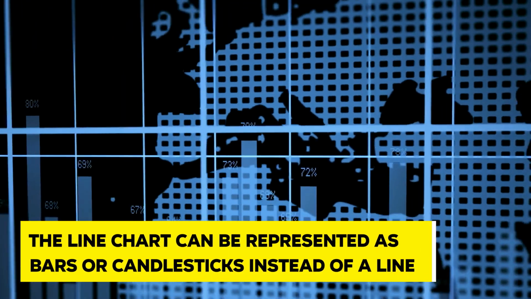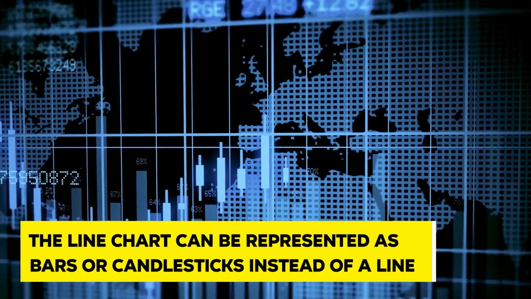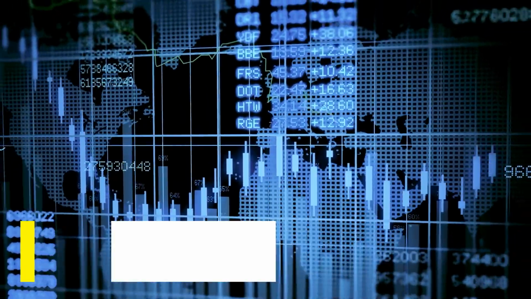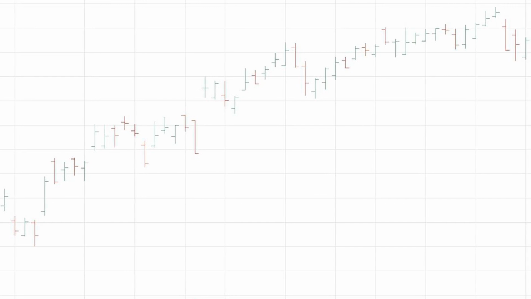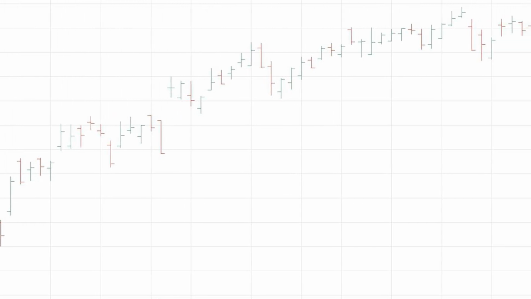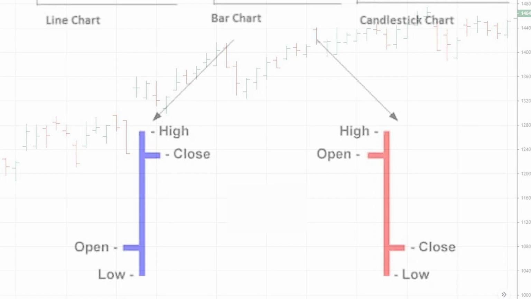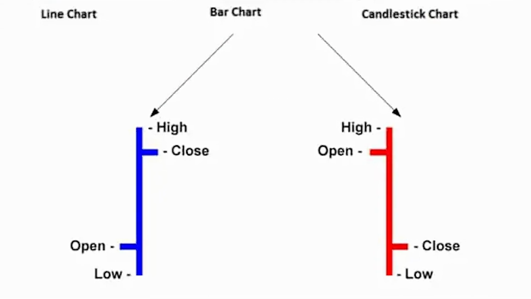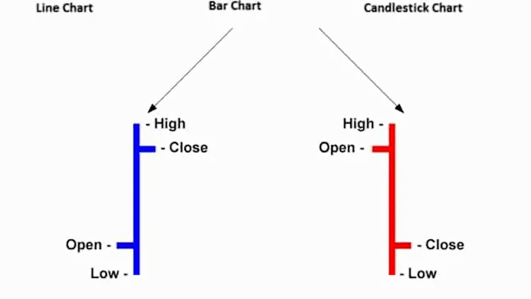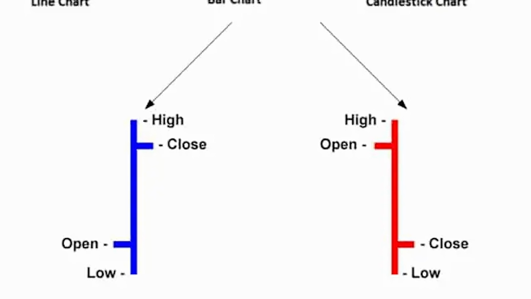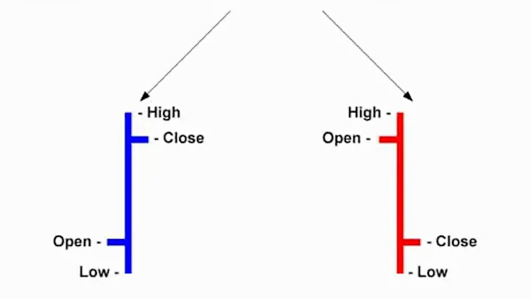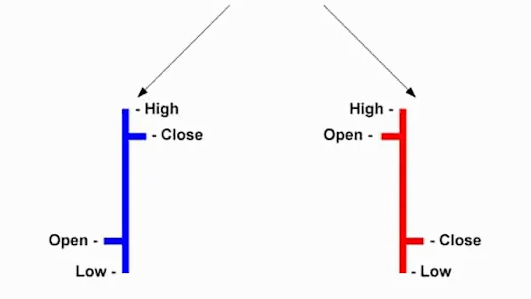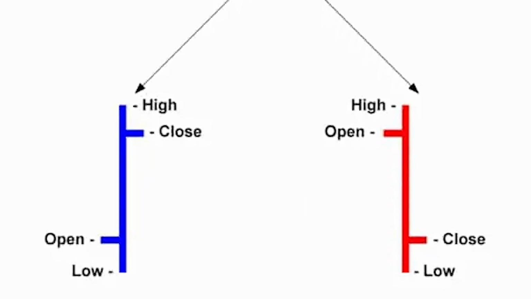The line chart can be represented as bars or candlesticks instead of a line, so don't get too confused. The bar chart is a classic way to represent price movement. Its use of vertical bars to represent price is easy to interpret. The left tick is the opening price and the right tick is the closing price, while the top and the bottom of the bar represent the highest and lowest prices traded during a single trade period. The chart's simplicity allows investors to quickly identify trends and changes in the market sentiment.